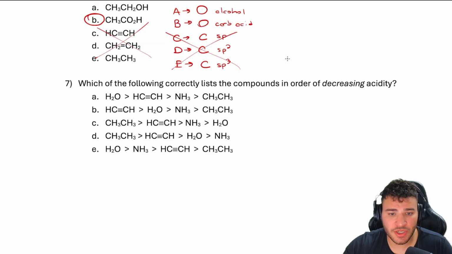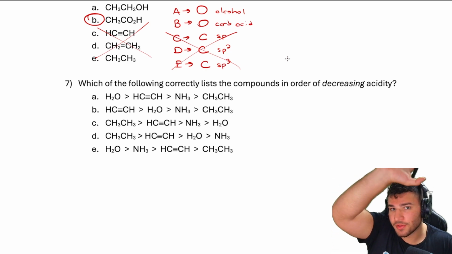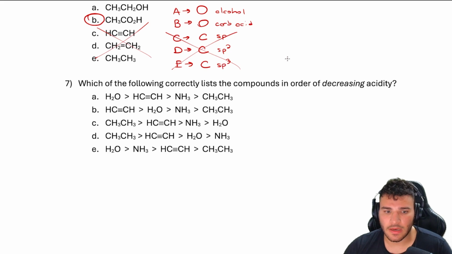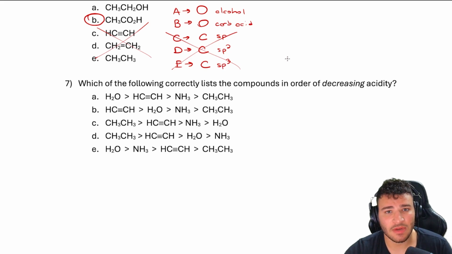In question 7, which of the following correctly lists the compounds in order of decreasing acidity? We want acidity stronger on the left, weaker on the right. Now, you may be tempted. I think one strategy is just to go through each answer choice one by one. What you might realize is that every answer choice has the same compounds in different order. Because it has the same compounds, let's just break down every compound and order them in decreasing acidity, and then we'll match it to the correct answer, right?